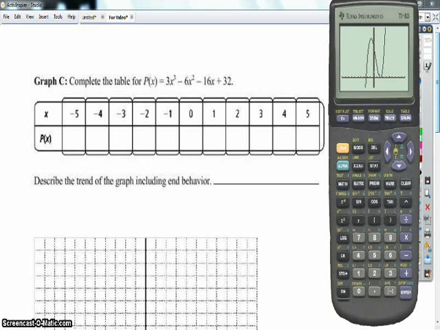And then you just go back, follow the steps for the relative min, the relative max, the zeros that I did in the previous problem.